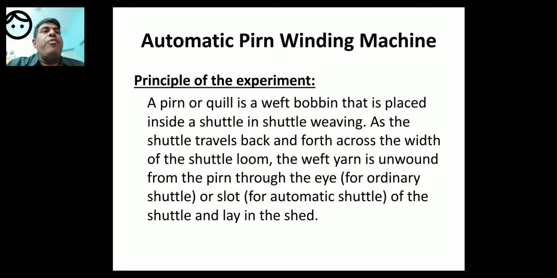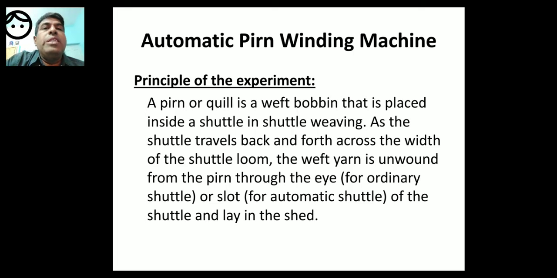A pirn is a weft bobbin that is placed inside a shuttle. So pirn is placed inside a shuttle in shuttle weaving. As a matter of fact, pirn is eliminated in shuttleless weaving. So pirn is present in only shuttle weaving. In the case of shuttle weaving, only pirns exist. So the automatic pirn winding machine exists if there are shuttles in the power loom.